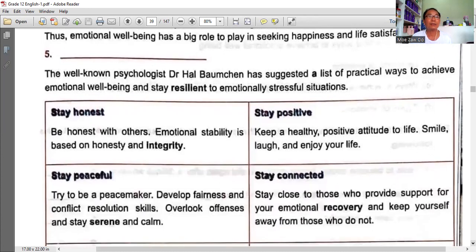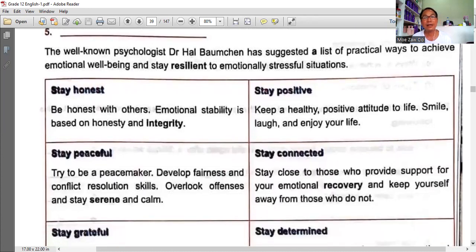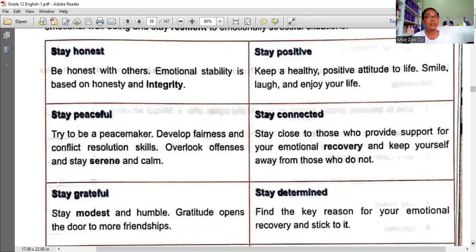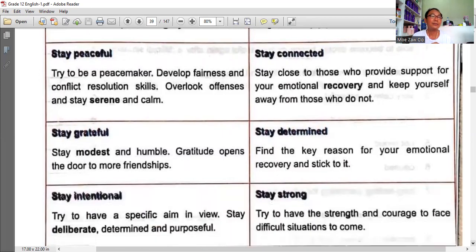The well-known psychologist Dr. Hal Borchan has suggested a list of practical ways to achieve emotional well-being and stay resilient to emotionally stressful situations. Stay honest. Be honest with others. Emotional stability is based on honesty and integrity. Stay positive. Keep a healthy, positive attitude to life. Smile, laugh, and enjoy your life. Stay peaceful. Try to be a peacemaker. Develop fairness and conflict resolution skills. Overlook offenses and stay serene and calm.